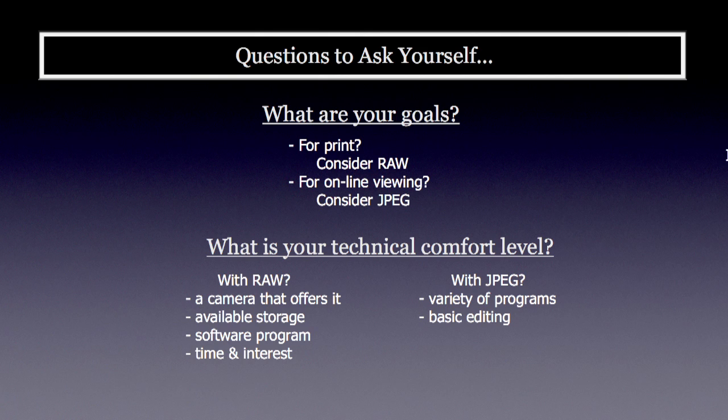But what if it's just for online viewing? Definitely go JPEG. That's what it was initially designed for, web applications. That's why it has the small file size. But ultimately, you have to decide what your technical comfort level is. With RAW, you have to have a camera that offers it. You have to have available storage, both on an SD card and on your computer. You have to have the software program that lets you process those files. And you have to have the time and interest to put into learning how to use that software. With JPEG, there's not a lot of muss and fuss. There's a variety of programs and they offer very basic editing.